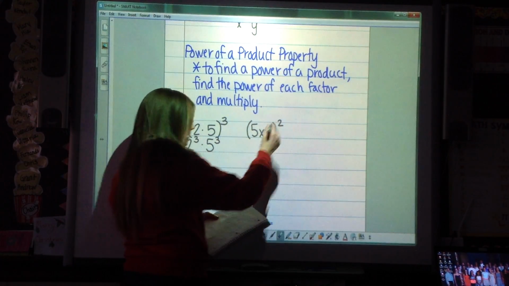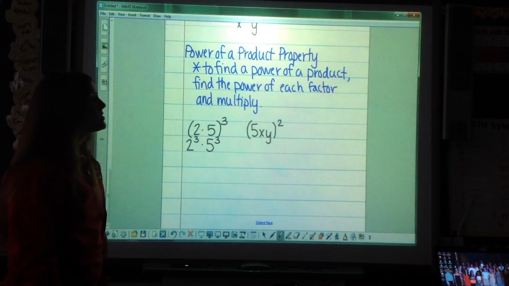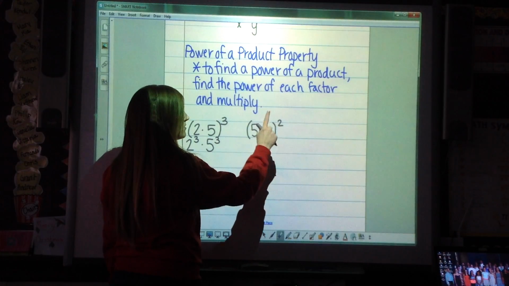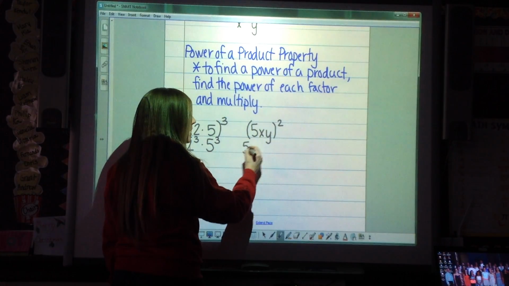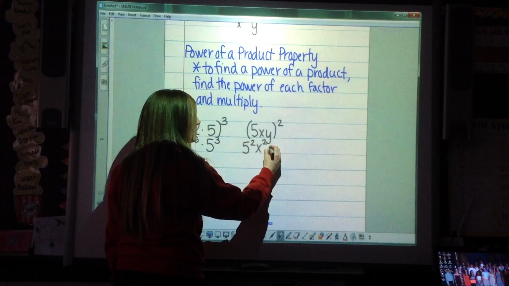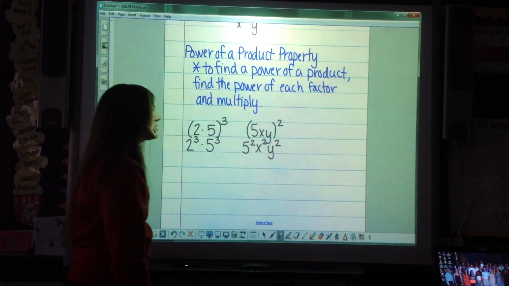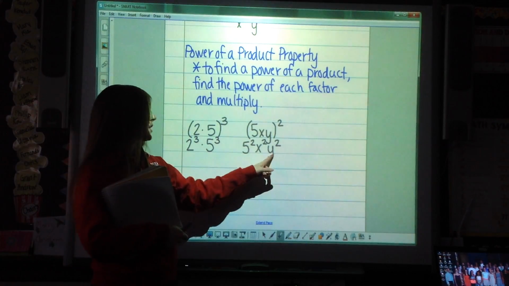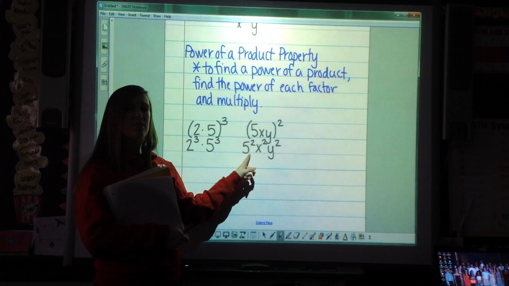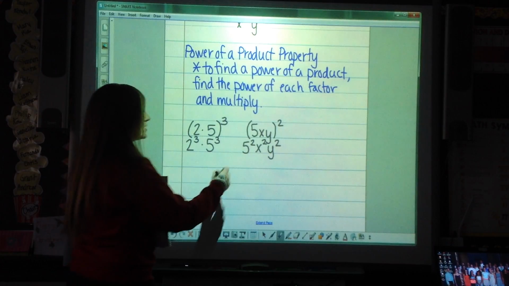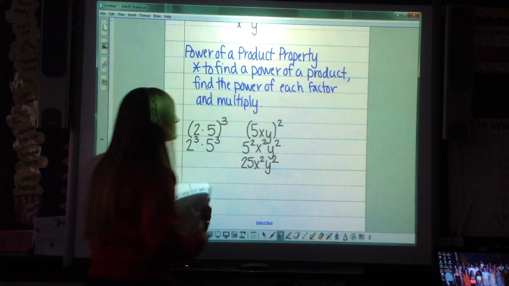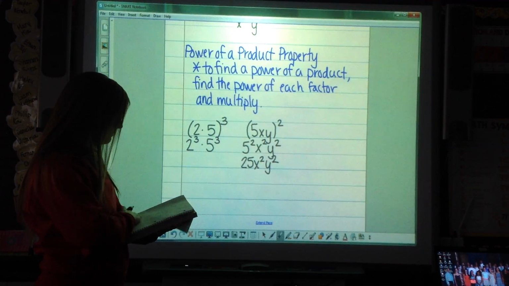5xy squared. That square needs to be distributed to every factor on the inside. This is a factor, this is a factor, this is a factor. So we get 5 squared, x squared, y squared. When you get to this point, they're going to want you to actually solve further. We can't solve this further, we can't solve this further, but this 5 squared, we know what 5 squared is. That's 25.